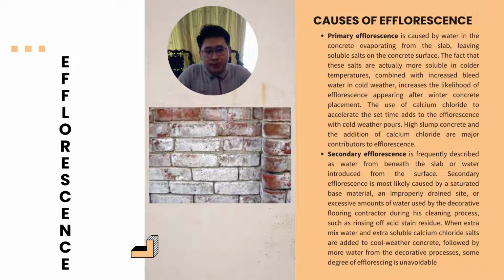concrete surface. The fact that these salts are actually more soluble in colder temperatures, combined with increased bleed water in cold weather, increases the likelihood of efflorescence appearing. After winter concrete placement, the use of calcium chloride to accelerate the set time adds to the efflorescence with cold weather pours. High slump concrete and the addition of calcium chloride are major contributors to efflorescence.